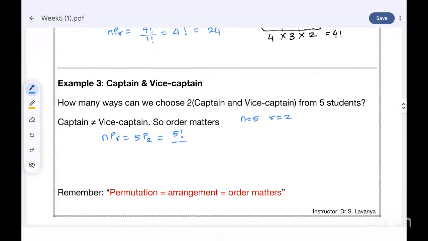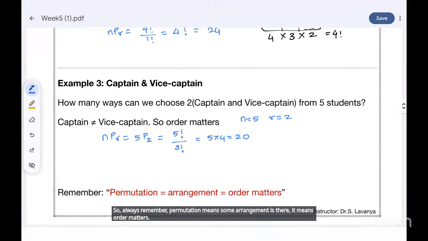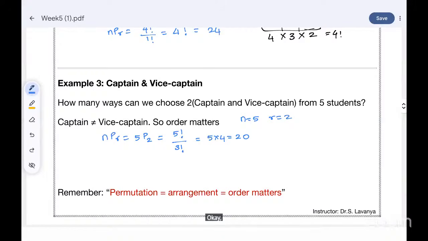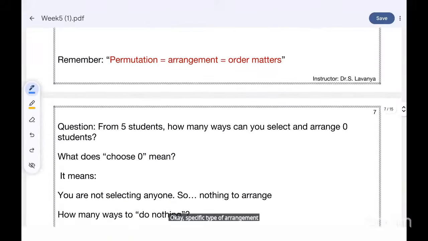It is 5 factorial by 3 factorial, so it is 5 into 4, which is 20. Yes. So always remember, permutation means some arrangement is there. It means order matters. A specific type of arrangement where order matters.